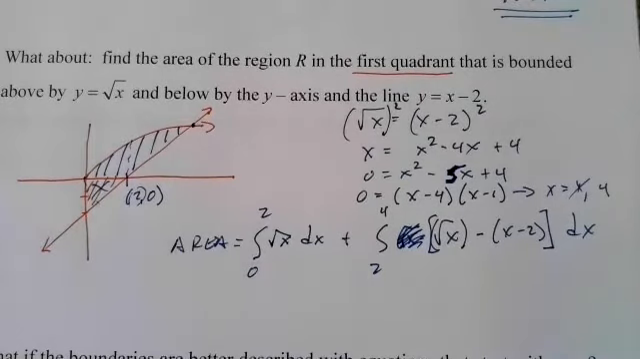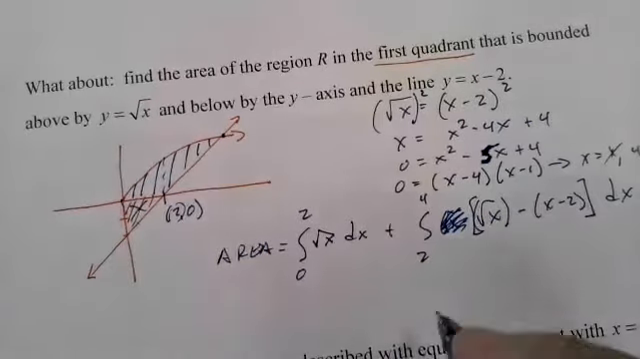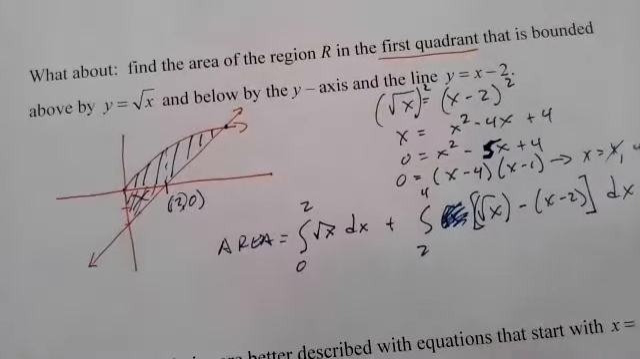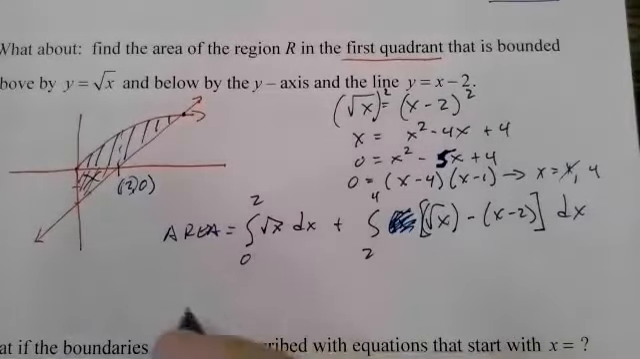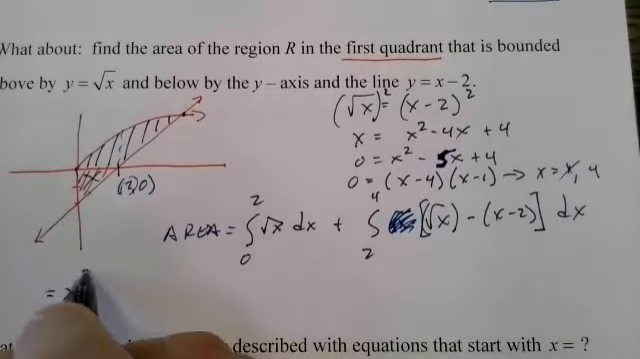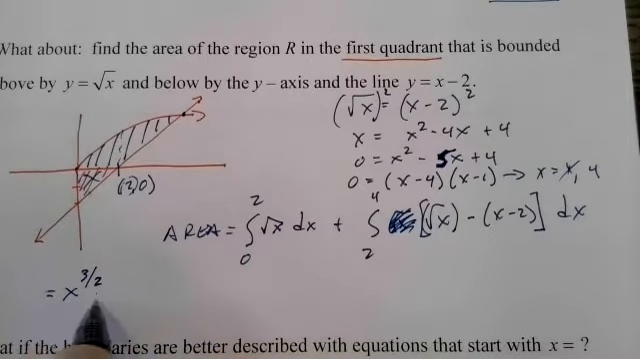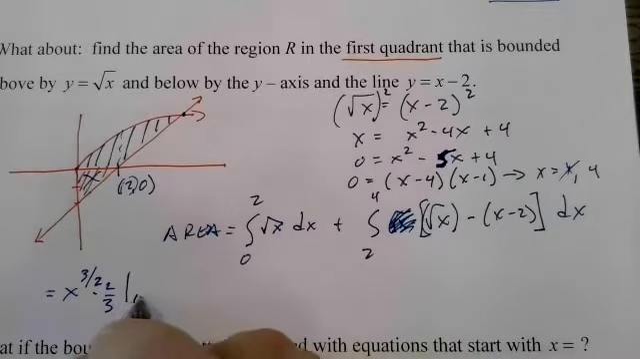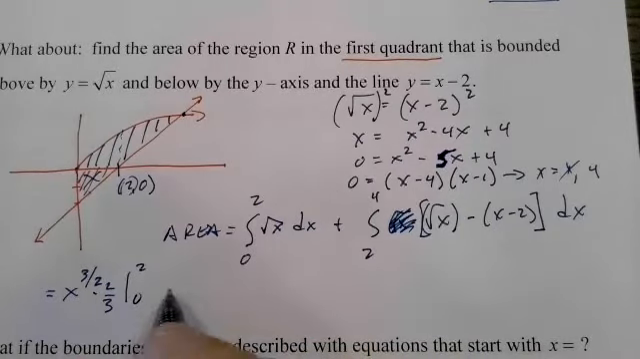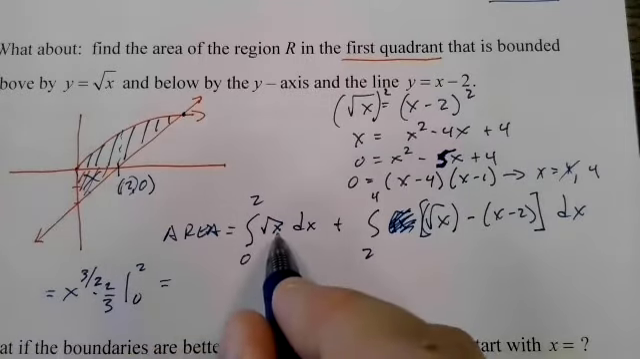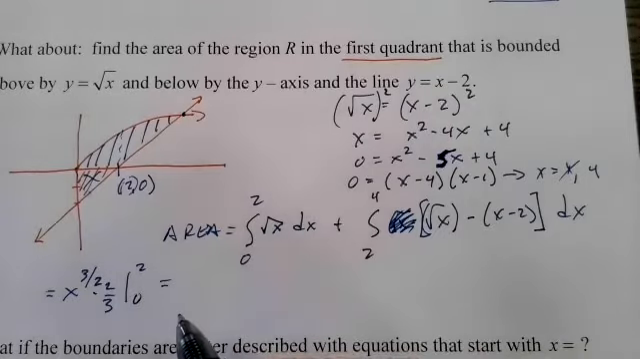All right. I should get out a calculator, bust that out, and see what I get. I think we're going to get 10/3 if we do all this work. You know what? Time to stop being lazy. This is x to the 1/2, which becomes x to the 3/2 over 3/2, so times 2/3, from 0 to 2, which is some big, huge, ugly number. That's okay. I think it's all going to cancel out later.